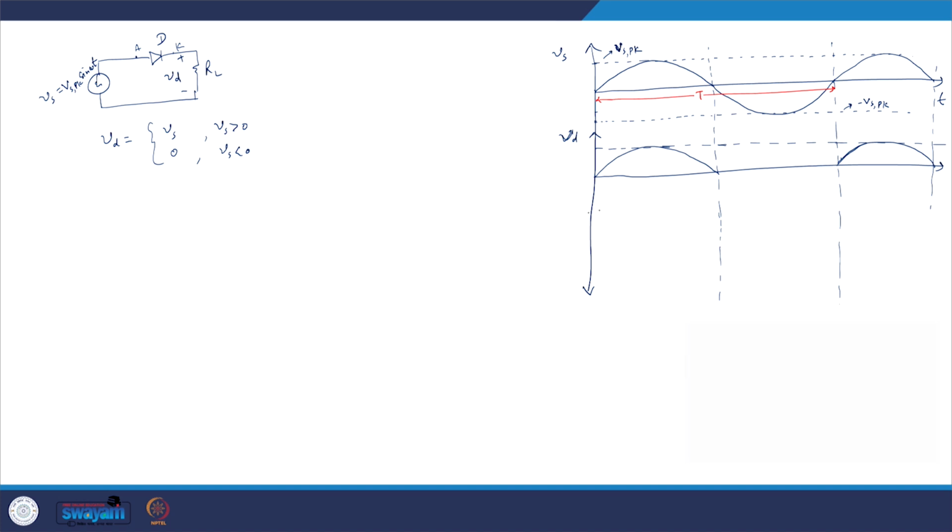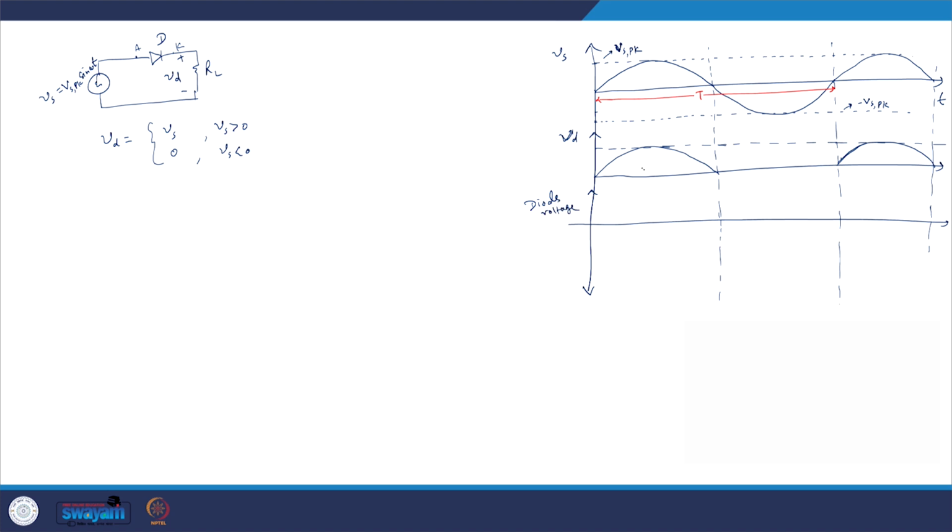Since we have drawn the Vd, let me also draw the diode voltage, or more specifically the anode to cathode voltage across the diode.